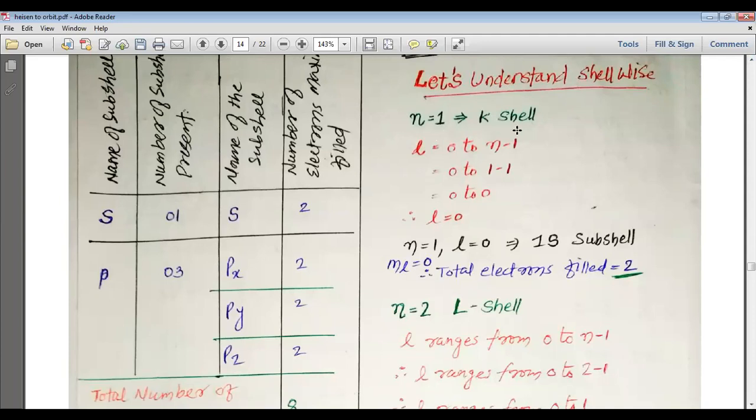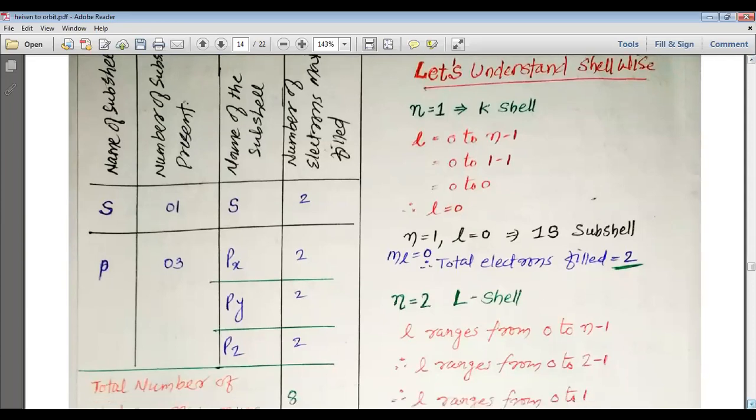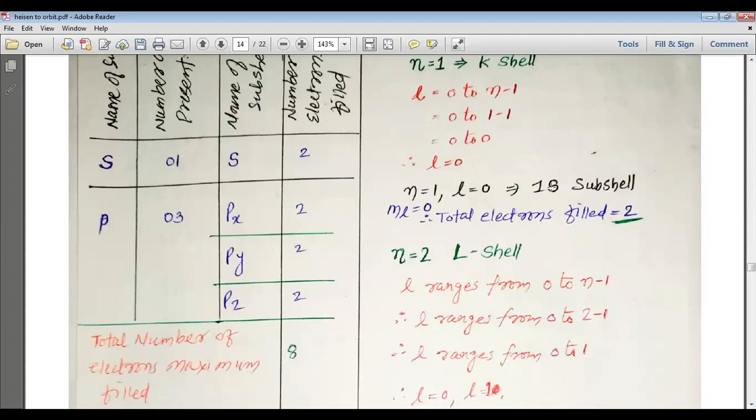When n is equal to 1, it is the K shell. So l ranges from 0 to n minus 1, that is, from 0 to 0. Therefore l is equal to 0. And if l is equal to 0, ml is also equal to 0, because ml ranges from minus l to plus l, so minus 0 to plus 0 gives us 0. And l equal to 0 represents the s orbital. With principal quantum number 1, we write it as 1s. In each orbital, we can fill a maximum of 2 electrons, so in the 1s orbital, 2 electrons can be filled.